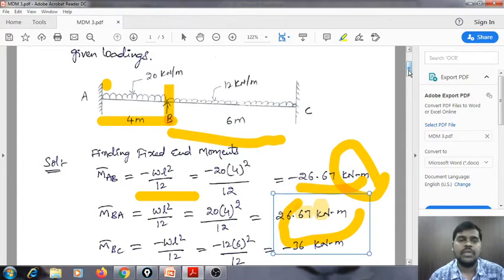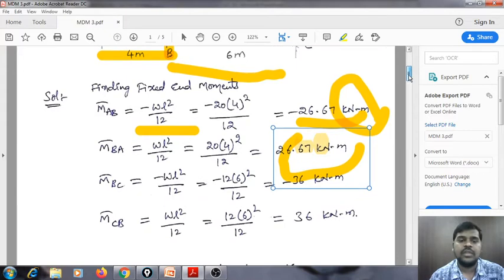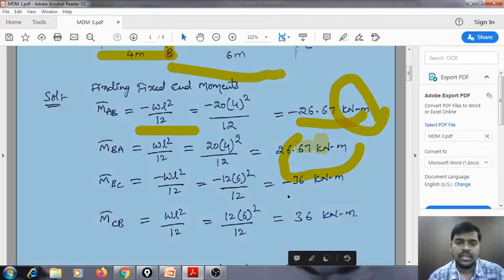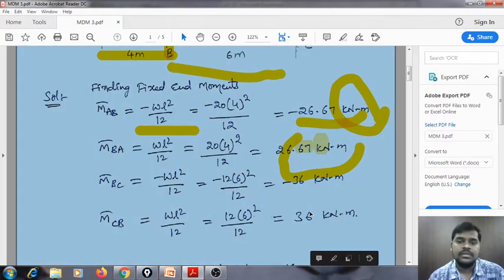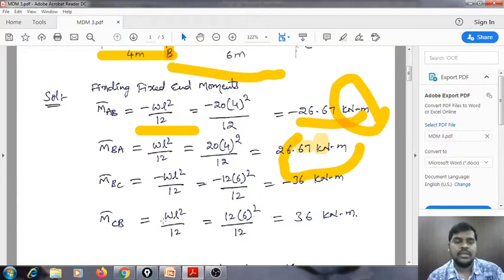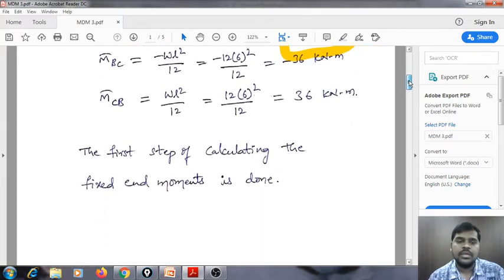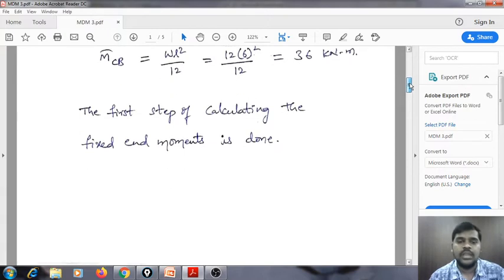And next, coming to M bar BC, minus WL square by 12, the length will get changed. That is minus 12 into 6 square divided by 12, which will be minus 36. Next we have M bar CB, equal to WL square by 12, again 36 kilonewton meter. The first step of calculating the fixed end moments is done.